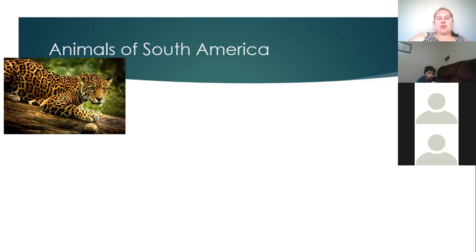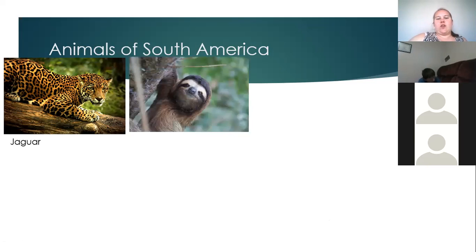What animal is that lives in South America? Cheetah. Not a cheetah. It's close though, but it's not a cheetah. That is actually a jaguar. Jaguar, you're right. That is a jaguar. Okay, here's the next one. This is another animal that lives in South America. A sloth. You are very right. That is a sloth.